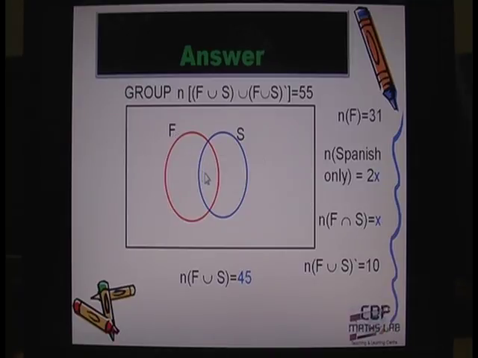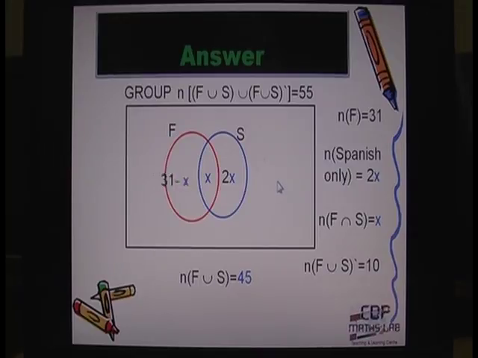And this region here is F intersect S. Okay, now we're going to use the information given. We're told that x is the number of elements in F intersect S. So we put this x right in the center, right there. What else? This region here is what? Spanish only. We're told that 2x students pass Spanish only. So we write 2x right there.